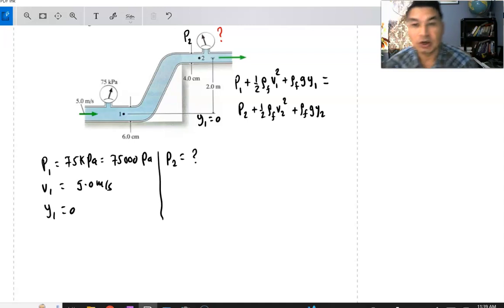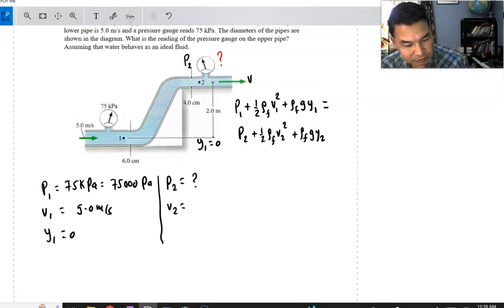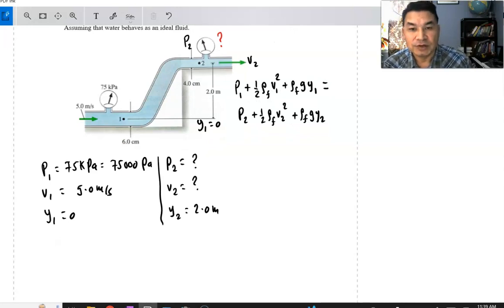I'm first listing all the variables that we're going to need to solve this problem. P2 is what we're going to solve. V2, do we know V2? We don't. What is the speed of the water in this section of the pipe? We don't know. We have to find that out. And Y2 is simply the height, which is 2 meters. So the problem is, since we have two unknown variables, we can't solve for P2 using this Bernoulli's equation alone. Somehow you have to first figure out V2, and then you can find P2.